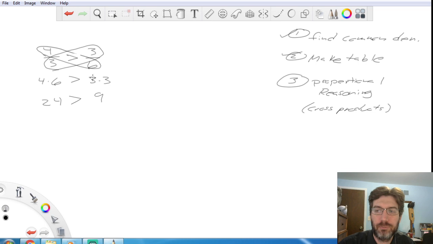That way is done through the proportional reasoning and cross products. Again, if you have questions, please make sure you're asking. If you don't ask, I'm assuming we know it because I can't tell what everyone is doing.